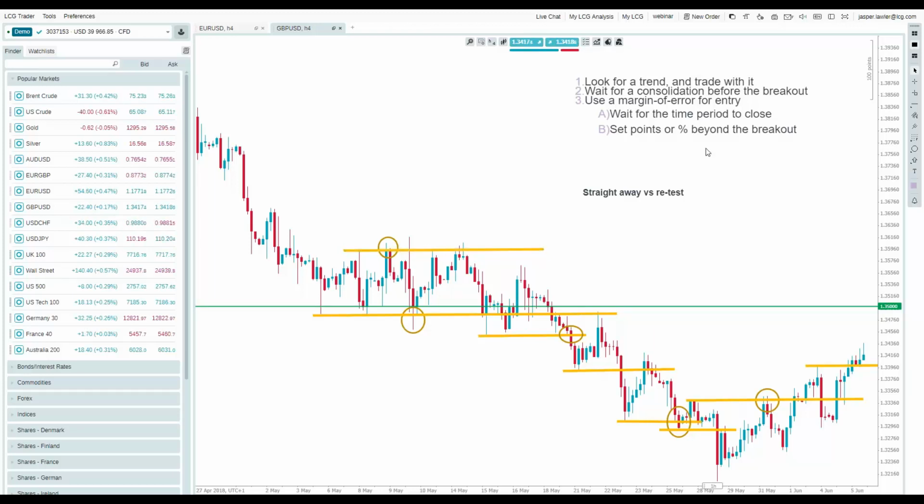So I've added those points we mentioned there and some text on the chart. So we covered look at a trend and trade with it. Obviously, this particular opportunity is not really doing that. Arguably, within this particular scenario, sometimes you get false breaks and it's completely unavoidable.